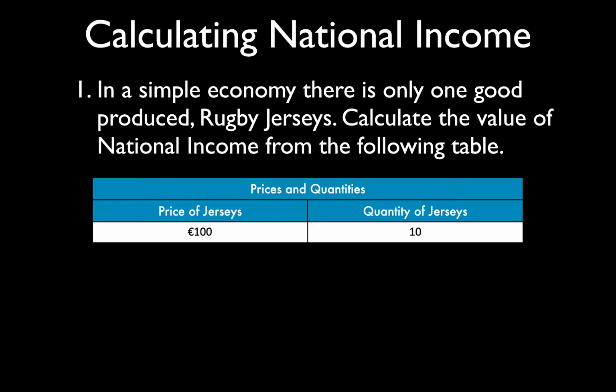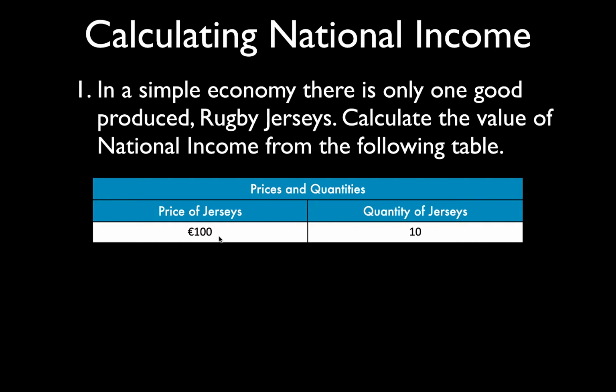Okay, so in the simple economy, there's only one good produced, rugby jerseys. Forgive me, I'm a rugby fan, so a lot of my examples will be sports related and just that one sport. Calculate the value of national income. Okay, 10 rugby jerseys were produced. Each of them sells for €100. So what is the total value of national income? What is the total value of everything that was produced in this economy?